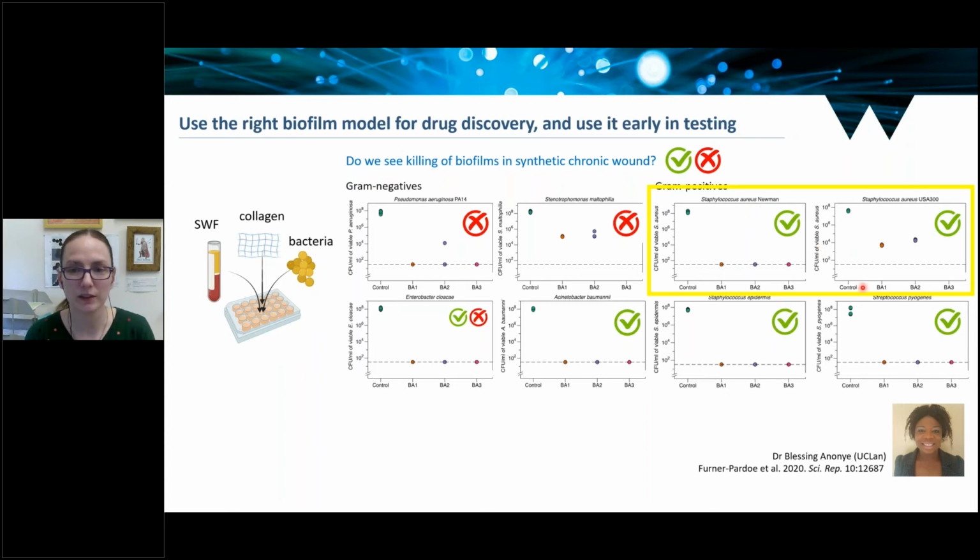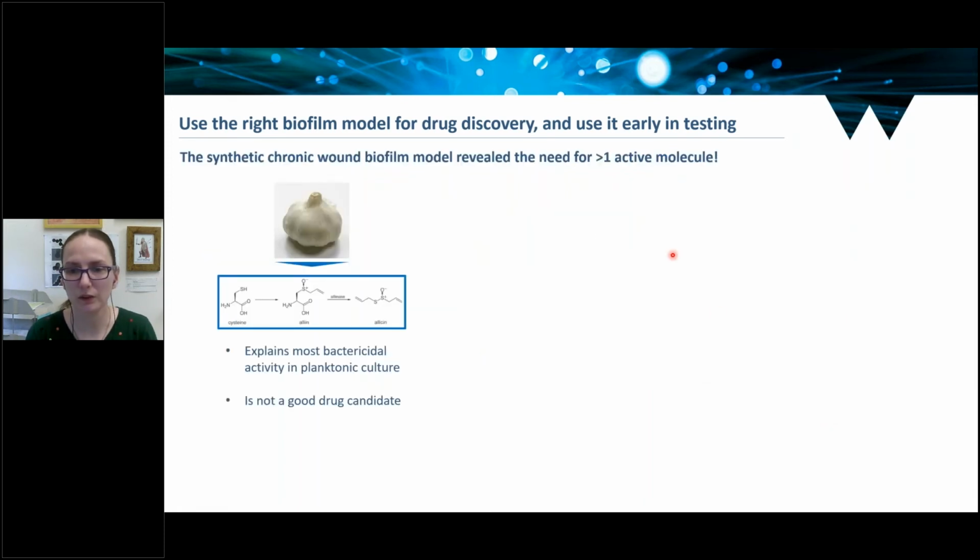But the reason I'm introducing this work to you now is that it leads on to two discoveries that really underline this need for using biofilm models and using the appropriate biofilm model so that you don't miss really important information in the early stages of drug discovery. So you saw in the earlier slides that you can get quantitatively different results in antibiotic killing in planktonic culture versus the synthetic wound biofilm. For some species, we can kill planktonic but not biofilm cultures. But our work also threw up a really crucial qualitative difference in the results you get when you test this natural product cocktail in planktonic versus biofilm culture.